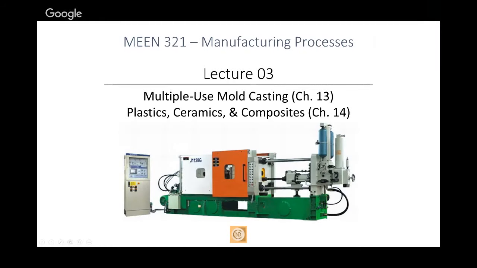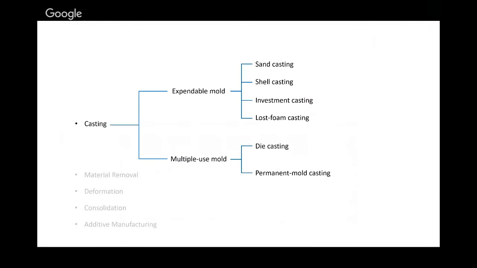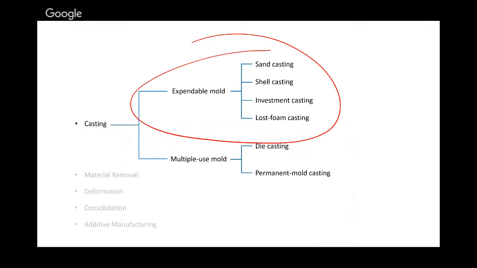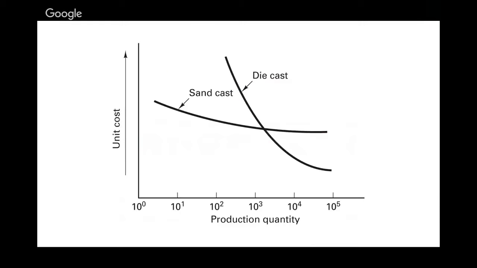This is my mobile or online lecture here for the second part of this casting. If you remember last time, we talked about all of this, the expendable mold methods, and today we're going to be talking about this multiple use mold. A couple different categories: die casting, permanent mold casting. This permanent mold casting is maybe more of an all-encompassing procedure, whereas the die casting is something specific, and we'll talk about some other things today, as well as some plastics and that sort of thing.